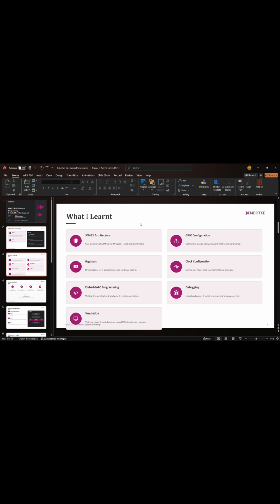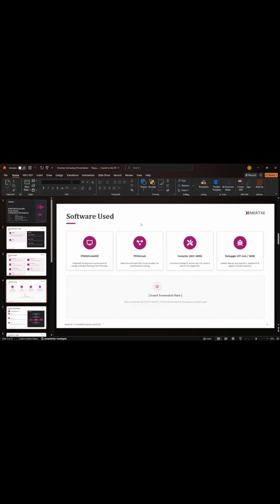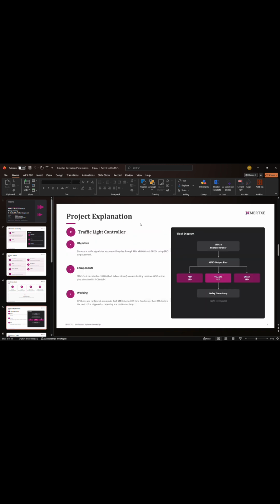And as a part, I implemented a simple hardware LED control project using the STM32 microcontroller. The objective of this project is to control the LED. So let me explain about my project. The project is to control the LED by programming the GPIO registers.